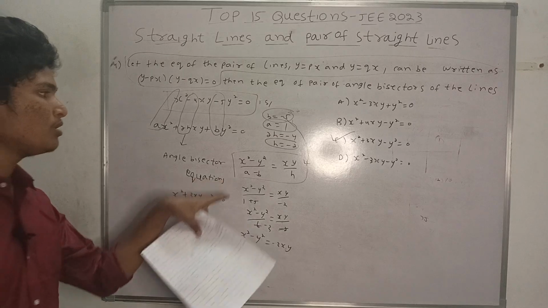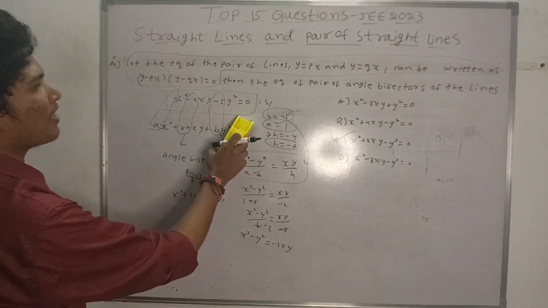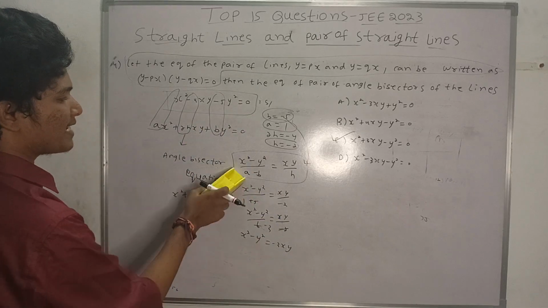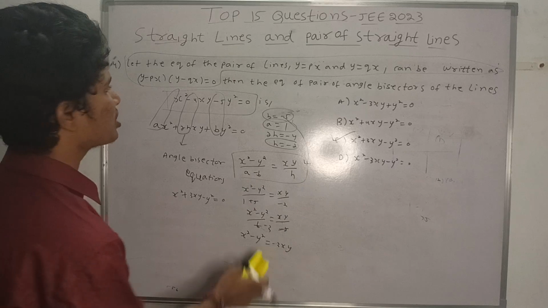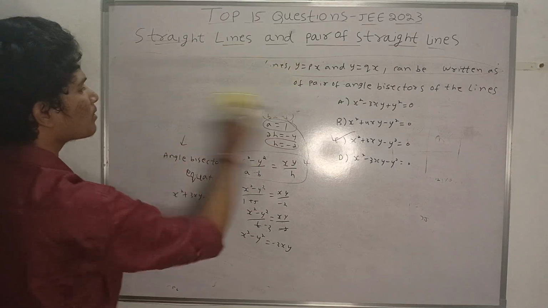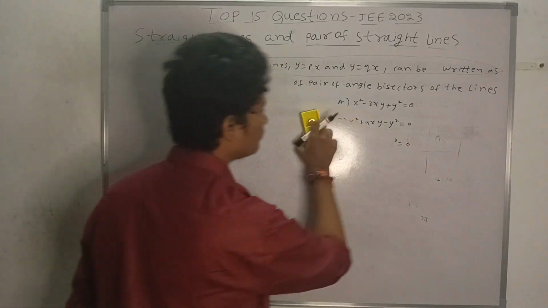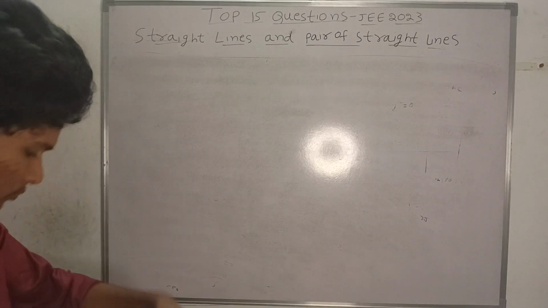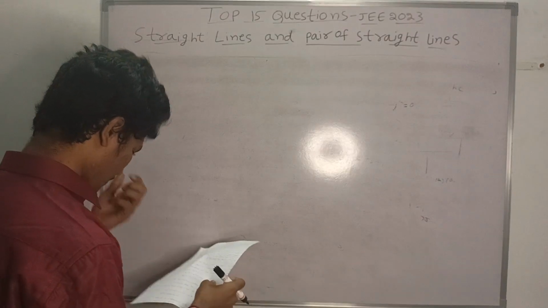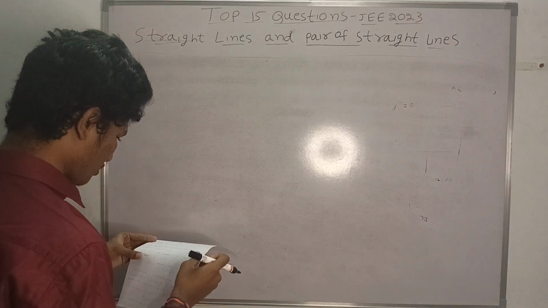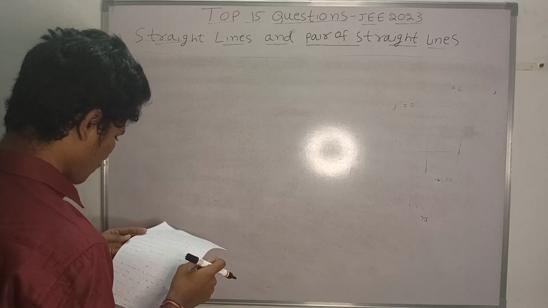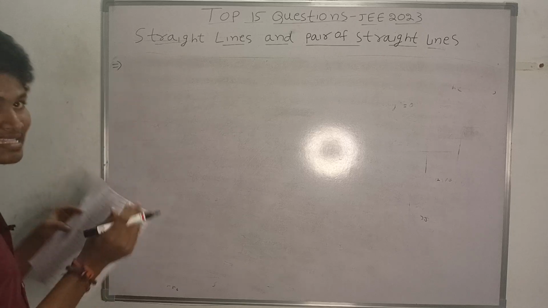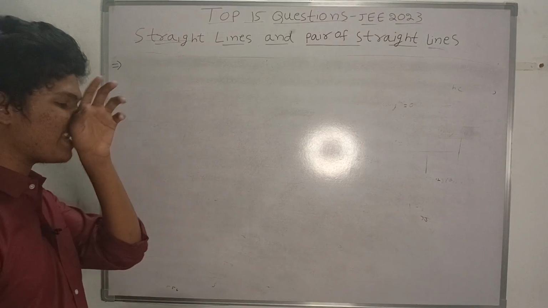Simply remember this equation. For any pair of straight lines, what is the pair of angle bisectors for those lines? That is x square minus y square divided by a minus b equal to xy by h. Now, same question, same type. They were asked in JEE Mains 2023 January attempt.